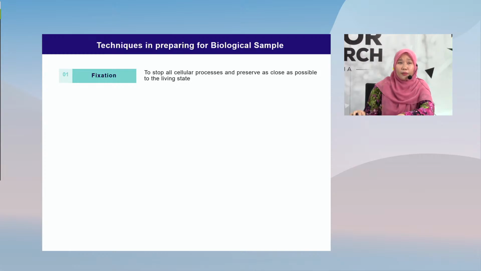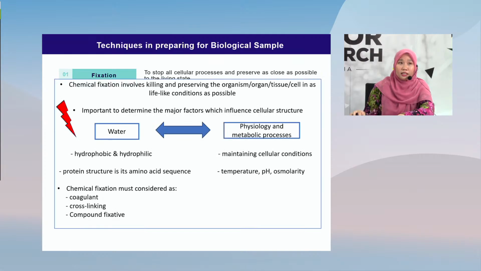Okay, that's why, when fixing with chemicals, we must determine the major factors which influence the cellular structures. Firstly, it's important to consider the most abundant molecule in the living cell, which is water, and its effect on the cellular molecules. Since water is a dipolar molecule, the polarity of the specimens needs to be understood.